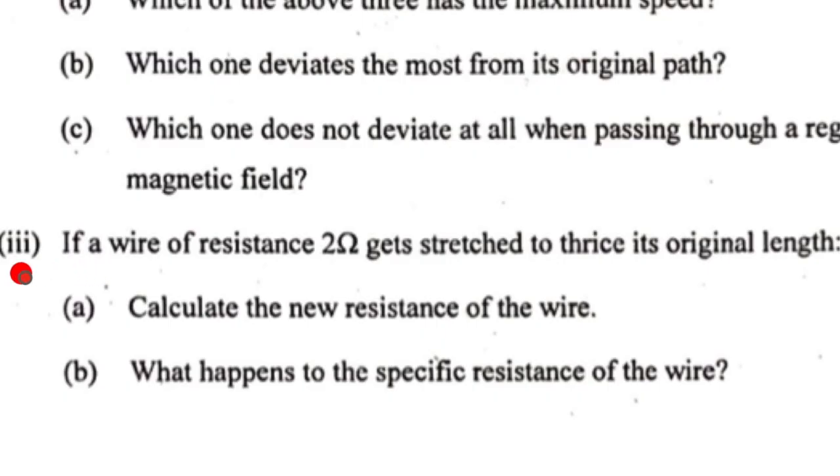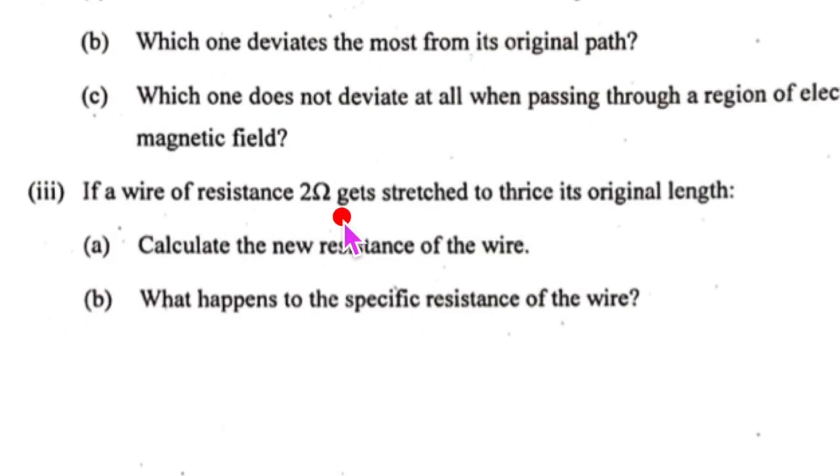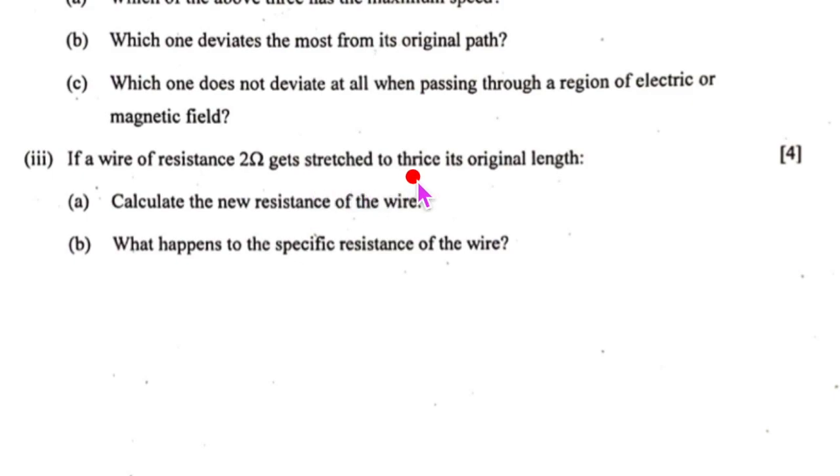Okay. Then we have the third part. If the wire of resistance 2 ohms gets stretched to thrice the original length, calculate the new resistance of the wire and what happens to the specific resistance of the wire. This is for 4 marks. So this will be for 1 mark and this will have to be for 3 marks. Okay. Let us see a solution.